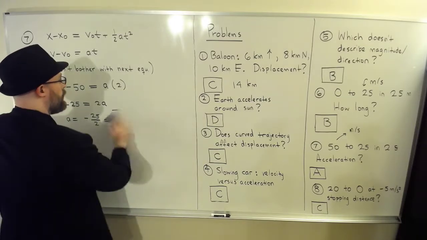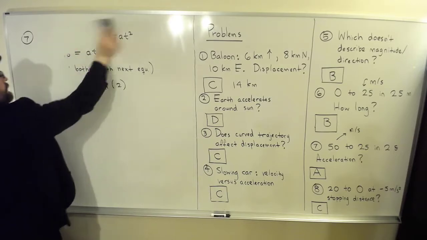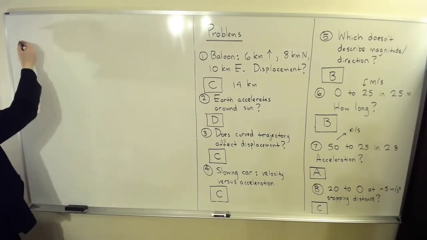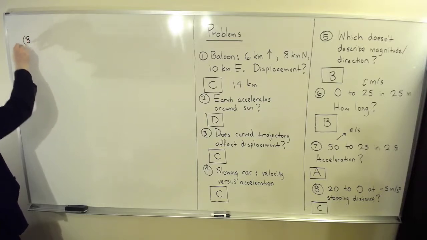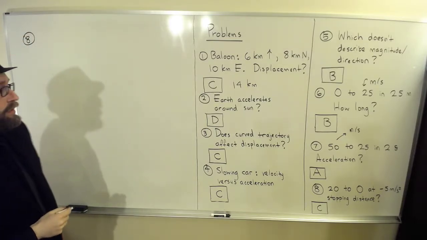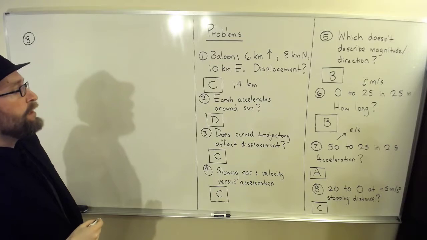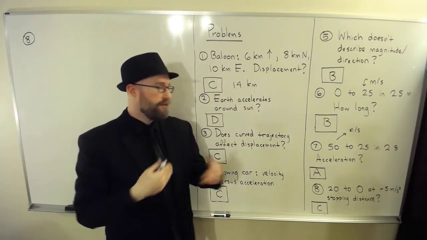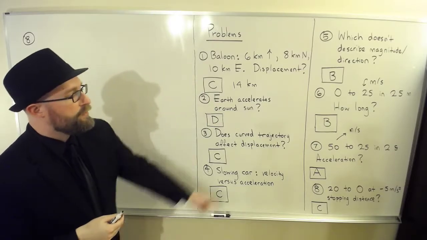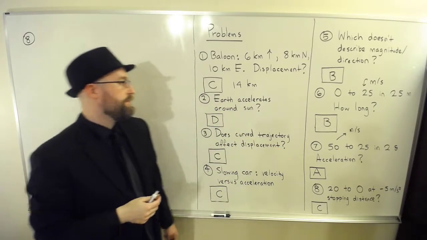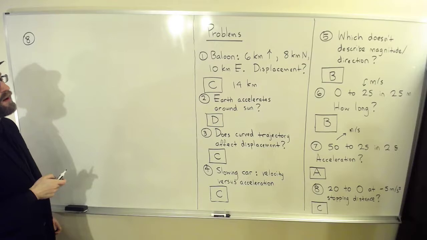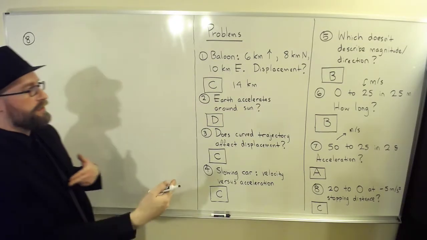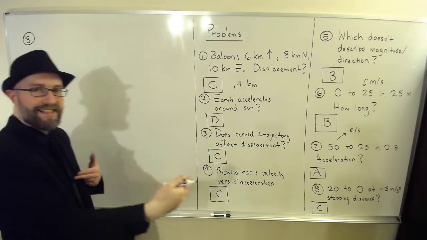And then there's one more, number 8. So here, this one is where you're wanting to stop your car. It says you see an accident, so you're trying to slow down. You're able to slow down at -5 meters per second squared. You start out going at 20 meters per second, and the question is, how long does it take you to stop? What's your stopping distance?